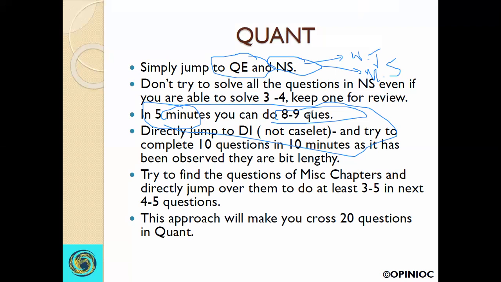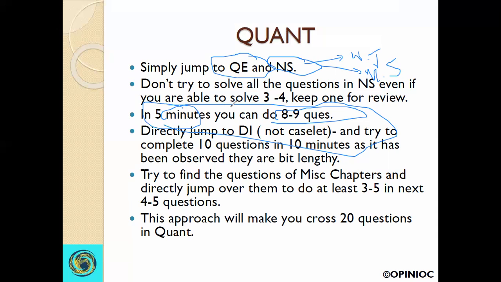if in the first 5 or 7 minutes you are able to solve 8 to 9 questions from these two parts, you will be easily going across the cutoff, which last year was 4.75 for quantitative aptitude.